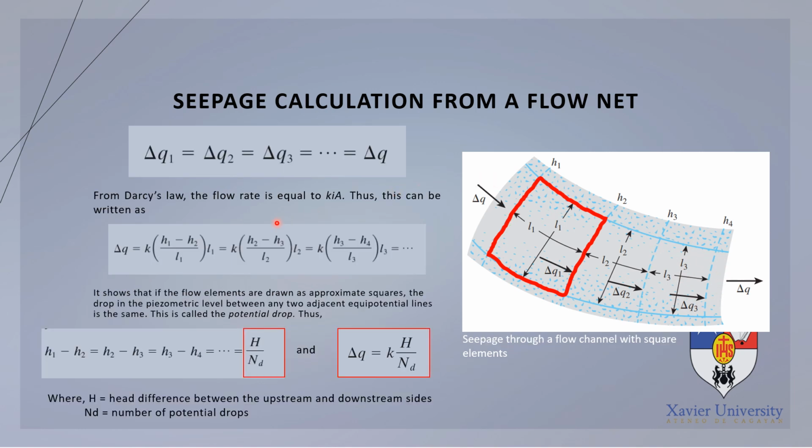So from Darcy's law, the flow rate is equal to, di ba, Q is equal to VA and V is equal to KI. So therefore, Q is equal to KIA. So thus, this can be written as the flow rate is equal to K, I and then A, no?